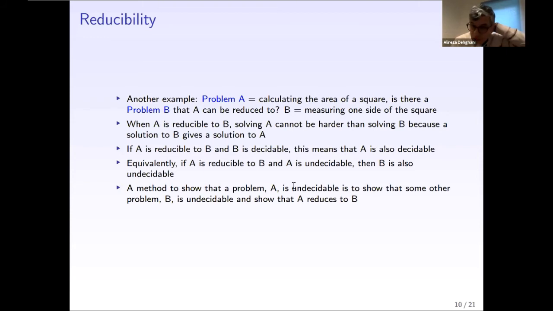Okay, let's jump to the rest of the explanation. We are short on time. Okay, if A is reducible to B and B is decidable, then that means A is also decidable. That's very good.